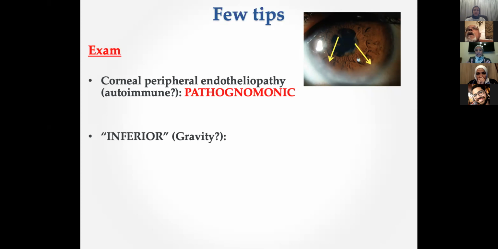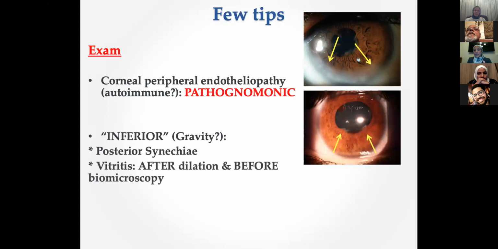In this disease entity of pars planitis, all of the inflammation signs tend to be more inferior, and it's thought to be due to gravity. So for example, in the pathognomonic sign shown in the picture, the affection is inferior. Also, the posterior synechiae that we see in the patient are usually inferior.